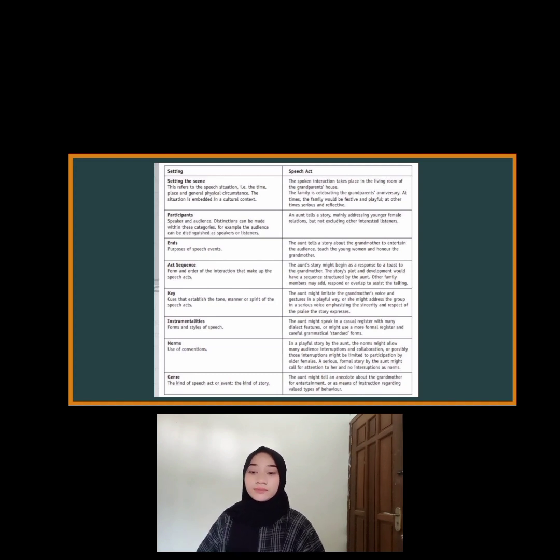On the table: setting and speech action, setting and speech action. Setting the scene. On the setting, followed by setting the scene, participants, sequence, key, instrumentalities, norms, and genre.